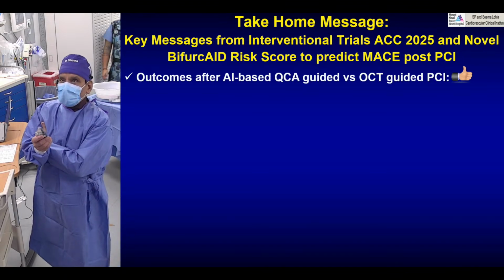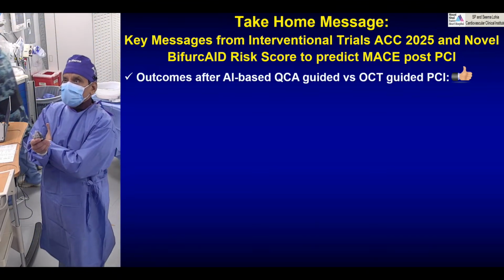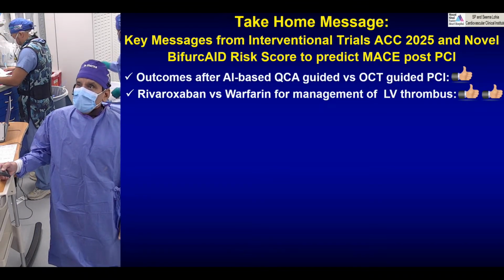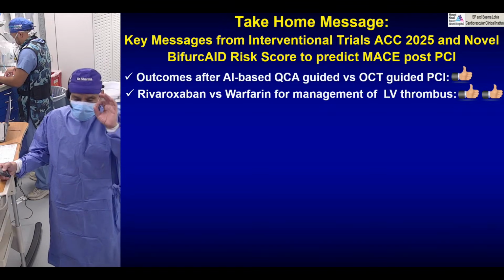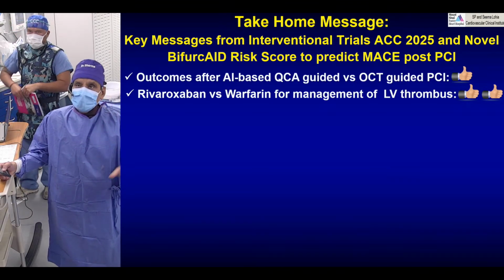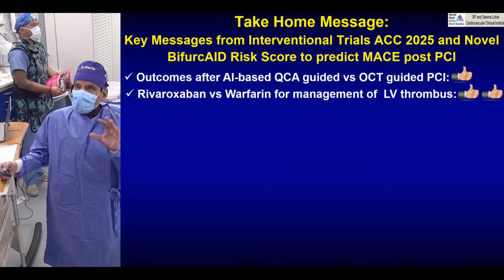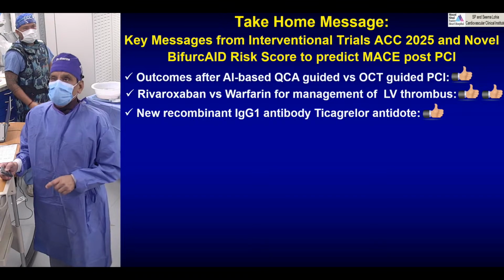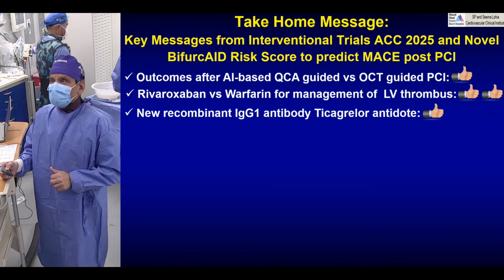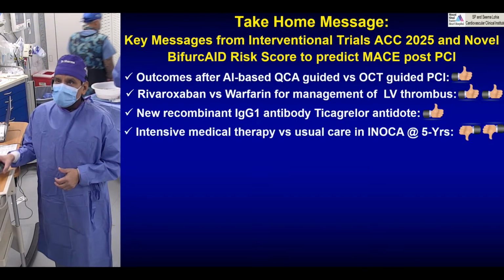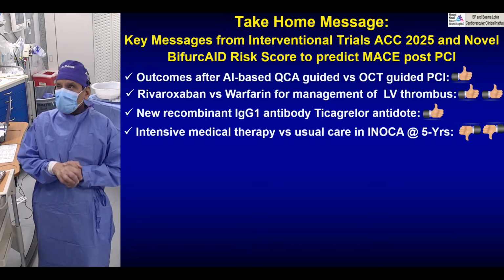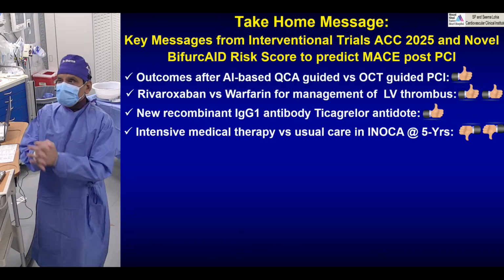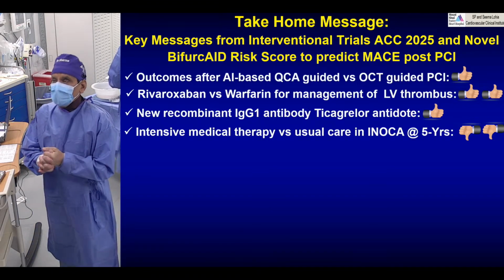So let me just sum it up now. The outcome after AI-based QCA-guided versus OCT-guided PCI, one thumb up. Rivaroxaban versus warfarin for management of LV thrombus, two thumbs up, because this is the first randomized trial, 2-to-1 ratio, about 400 patients, showed rivaroxaban as good as, rather better, in resolution of thrombus without any embolism or bleeding. Third, new recombinant IgG antibody, ticagrelor antidote, we finally have it. And then intensive medical therapy versus usual care in INOCA or ANOCA, which is ischemic, non-obstructive CAD or angina, non-obstructive CAD, at 5 years, two thumbs down.